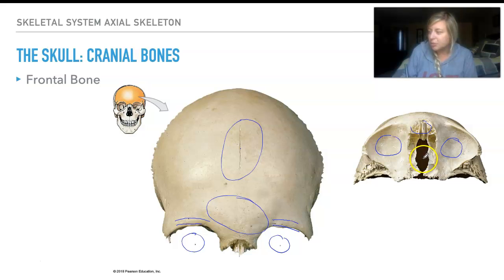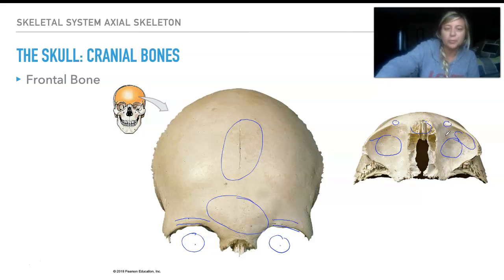We can see a little different view here. There's little holes in here. Can barely see them. The supraorbital foramens, they are passageways for blood vessels. There's also kind of a little bit of a fossa or a dip in here on each side that you can see. That's where the lacrimal glands or the tear glands kind of sit in above the eye there. So that's our frontal bone.